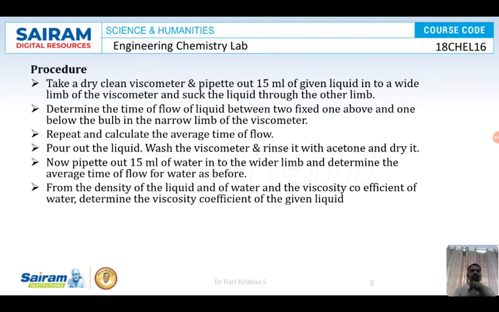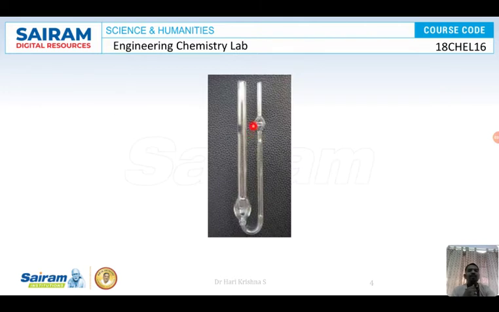15 ml of the liquid will be added into the limb, and the liquid will be sucked from the other limb, as I told you. So from one mark to the other mark, the rate of flow of liquid will be measured. This will be done thrice. Later, the viscometer will be washed with acetone and dried. Whichever organic liquid you have taken will be transferred to some other container, the viscometer washed with water, rinsed with acetone and dried. Why are you rinsing with acetone? Because if it contains any impurities, it will remove them.